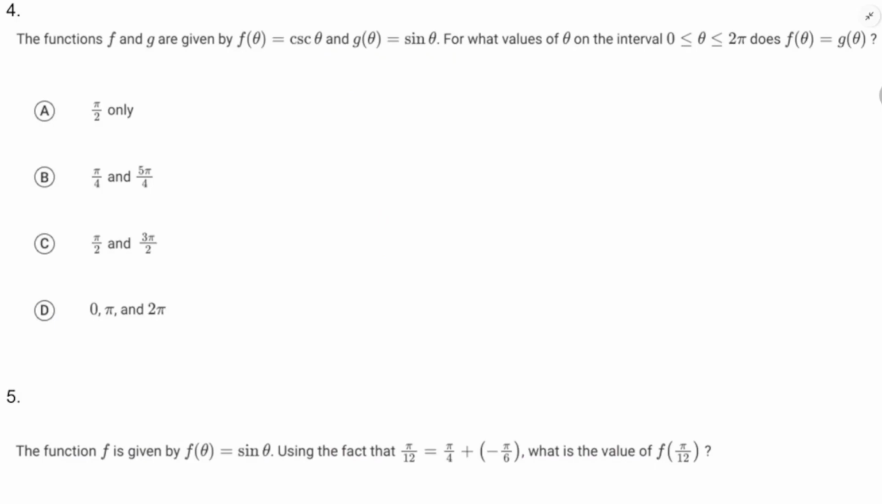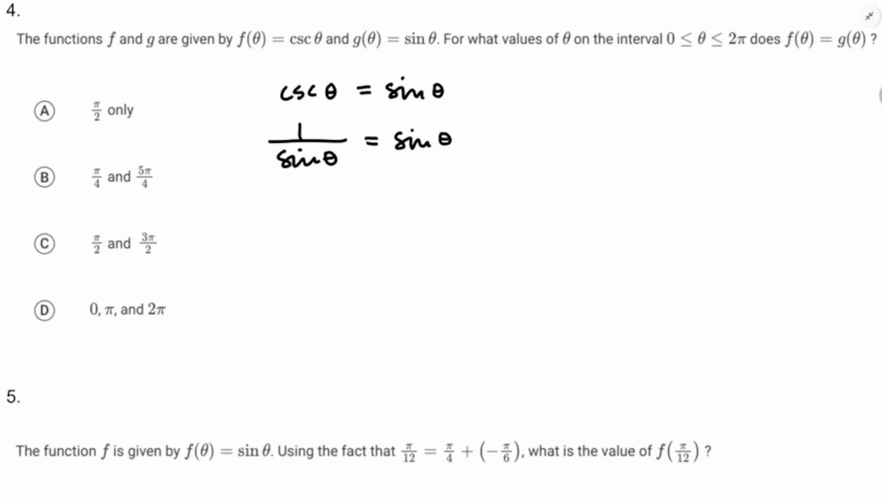Okay, oh, I like this one. So we've got f of theta equals g of theta on the interval 0 to 2 pi. So I'm just going to set these equal to each other. Cosecant theta equals sine theta. And, well, we don't know a whole lot about cosecant except to write it as 1 over sine theta.